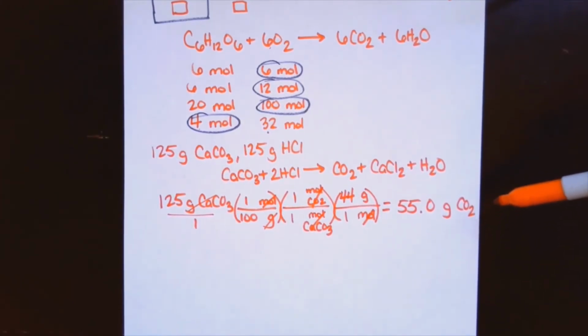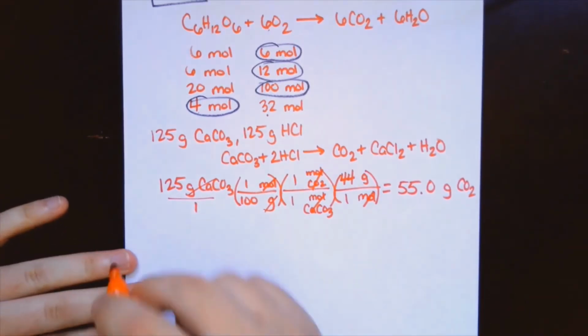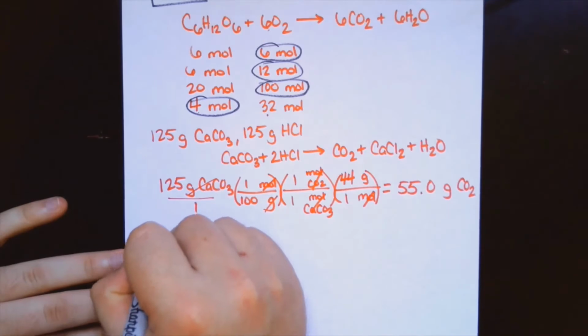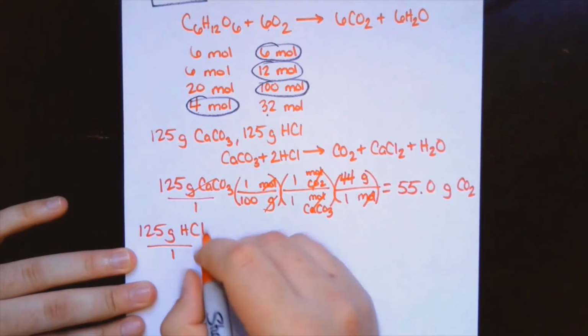And remember, I said the limiting reagent is the one that reacts entirely. So that's implying that if this is your limiting reagent, you'll end up with that much CO2. Now let's do that same calculation for hydrochloric acid. So we have 125 grams of HCl. Put that over 1.